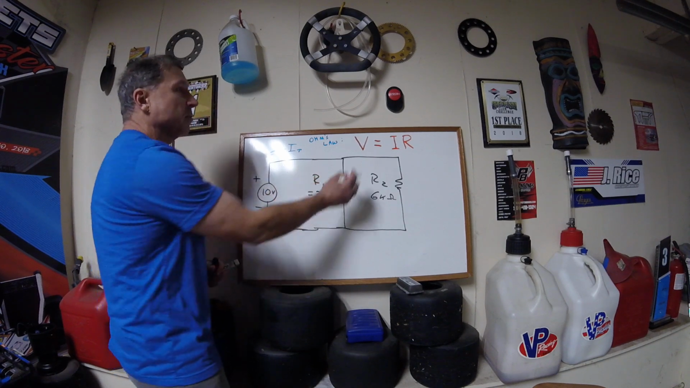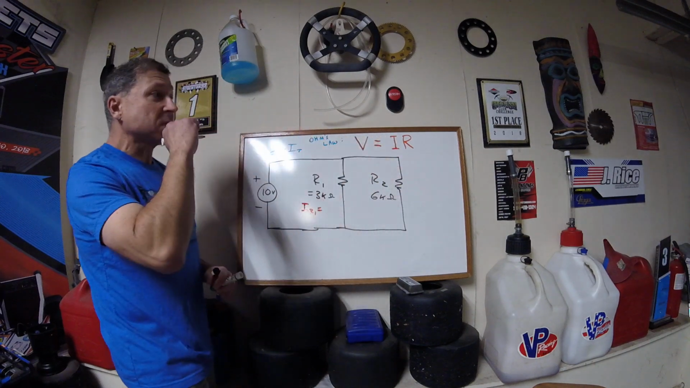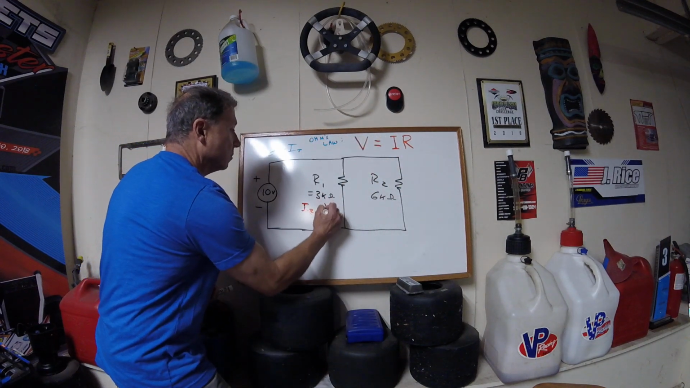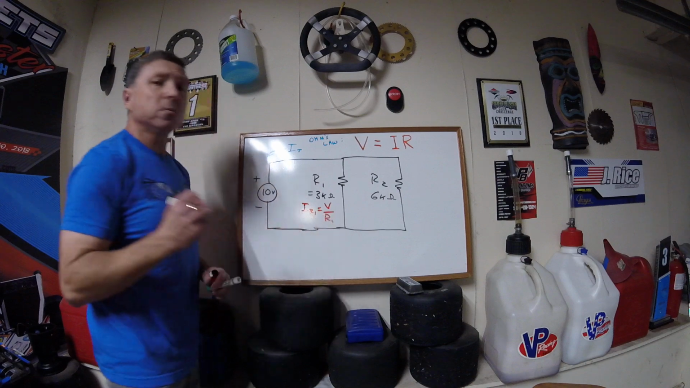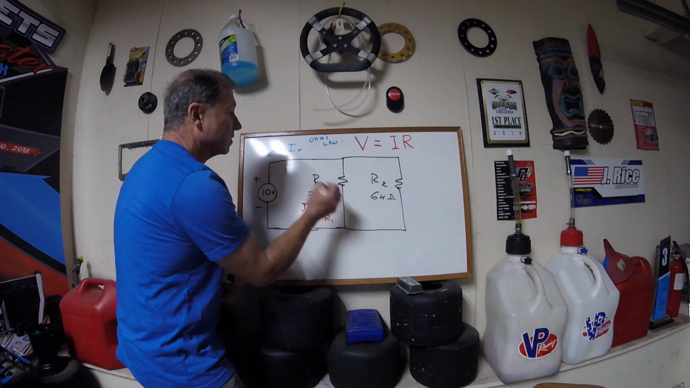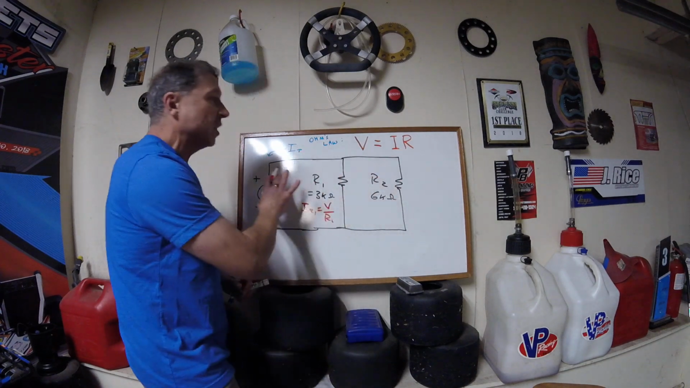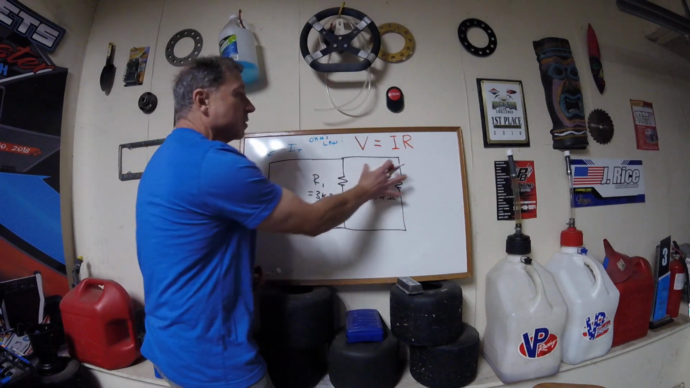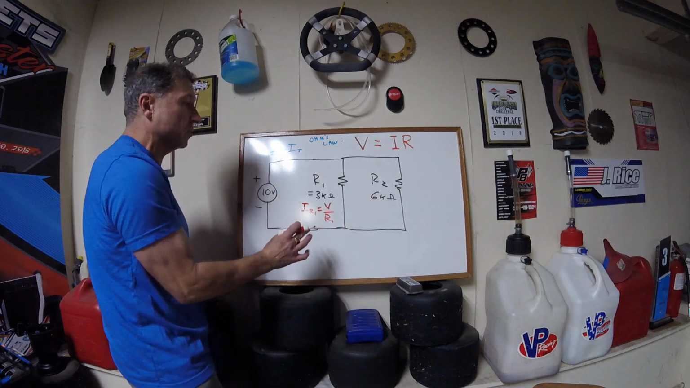Current through R1 is going to be the voltage divided by the resistance. So it's going to be V divided by R1, like so. That's Ohm's law. And in this case, the V is going to be the same for both R1 and R2 because it's a parallel circuit. The same voltage exists across all branches of a parallel circuit.